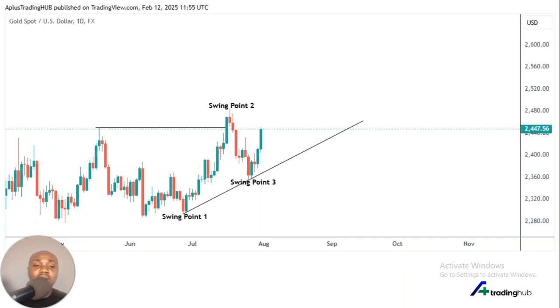Now for you to say a trend is starting, the first leg of the momentum has to go above the previous swing high. That is for a bullish trend. For a downtrend, the momentum has to go beyond the previous swing low. So when you have these 1, 2, 3 points, you can start plotting your trend line. With that, you'll be able to spot an emerging trend early.